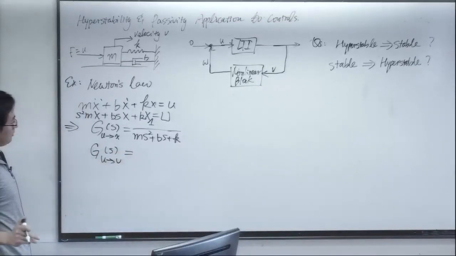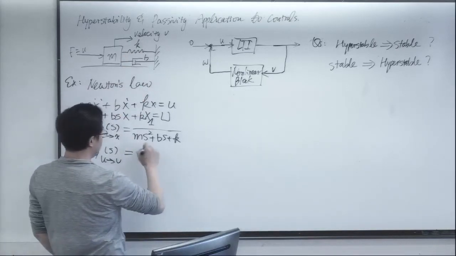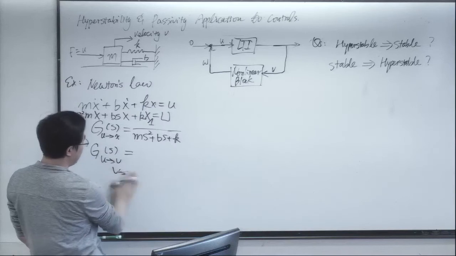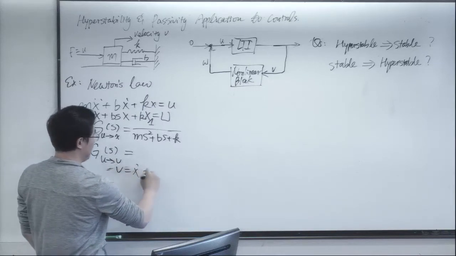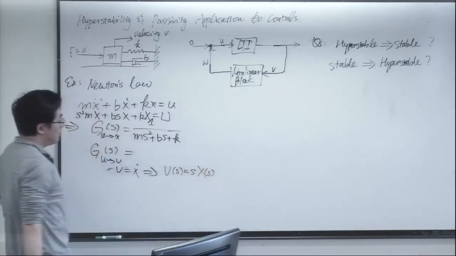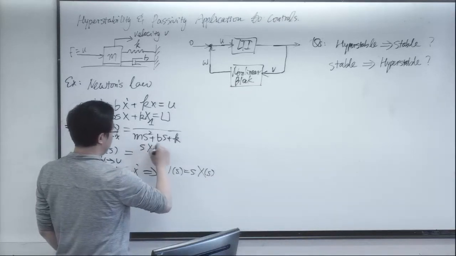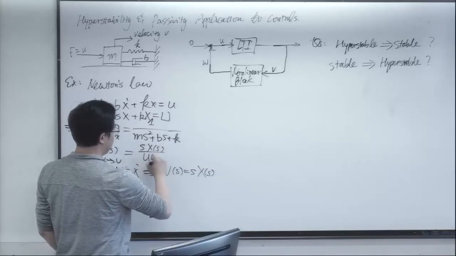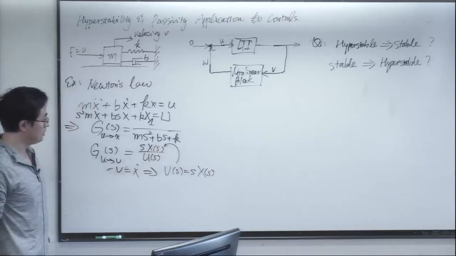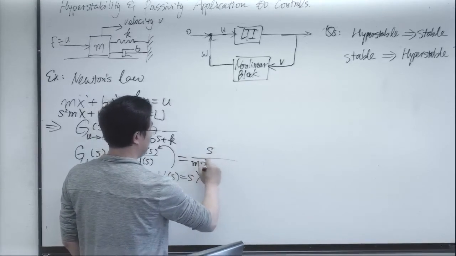For this problem, the velocity as the output is the derivative, right? So v is the Laplace transform of x dot. So v(s) is s x(s). Therefore, the transfer function from u to v is s x(s) over u(s). The top part is v, and the bottom part is u. So therefore, the transfer function is going to be this.